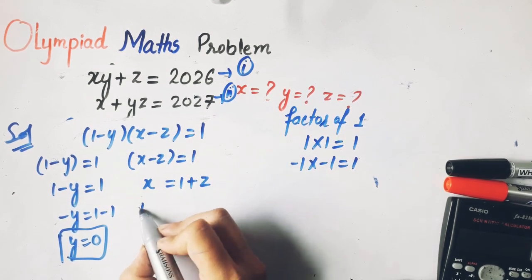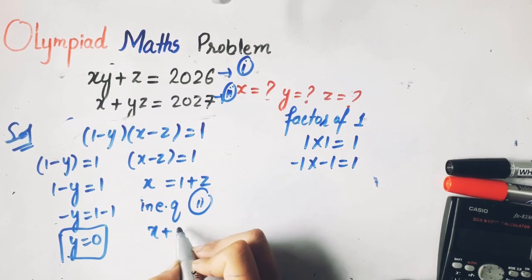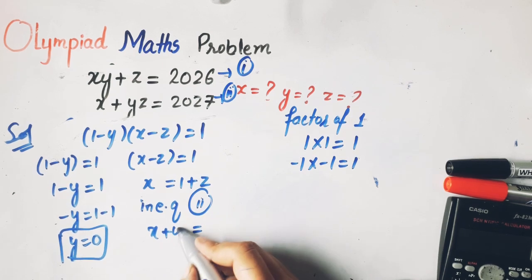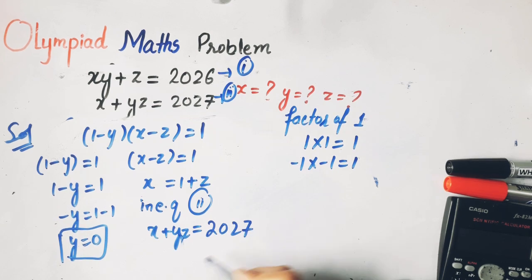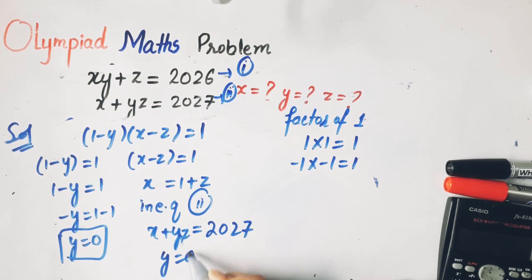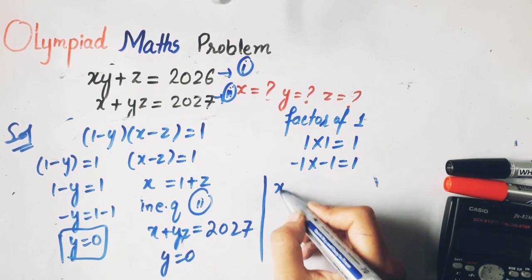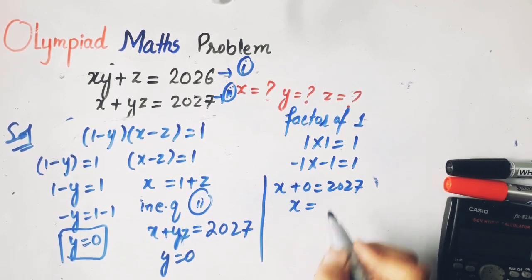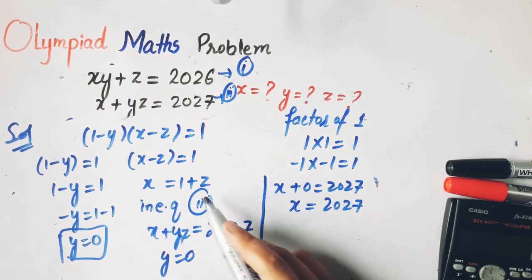Now in equation 2 we have x plus yz equal 2027. Since y is 0, what will it become? We get x plus 0 equal to 2027. That means x is 2027. What will be the value of z?